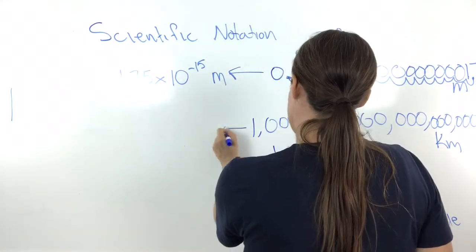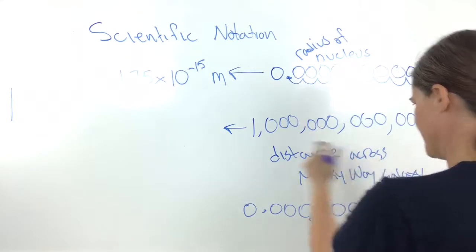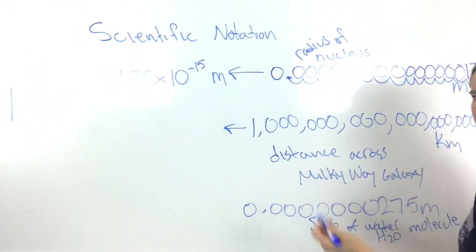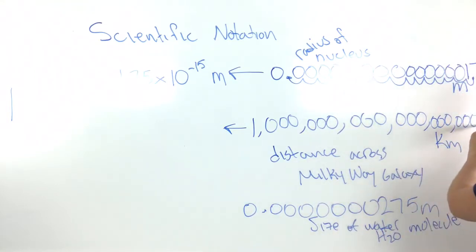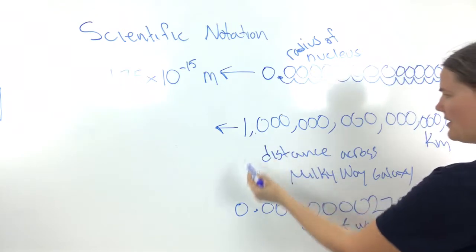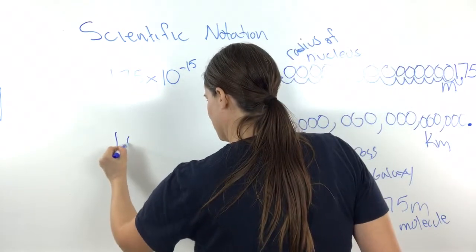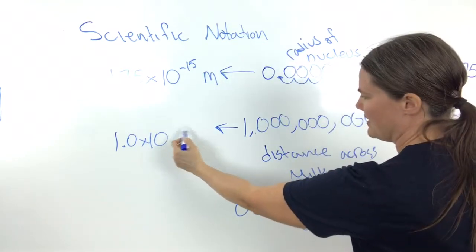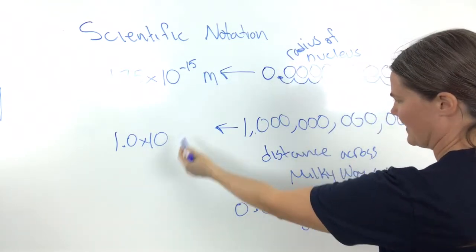So let's do this next one. This number, we don't actually have a decimal point written in this number, so I'm going to go ahead and write one at the end. So is that on the camera? There. So I put a decimal point at the end of this number, and I want to go ahead and move it to here. So I'm going to have 1.0 times 10 to, and I need to figure out what the exponent is.